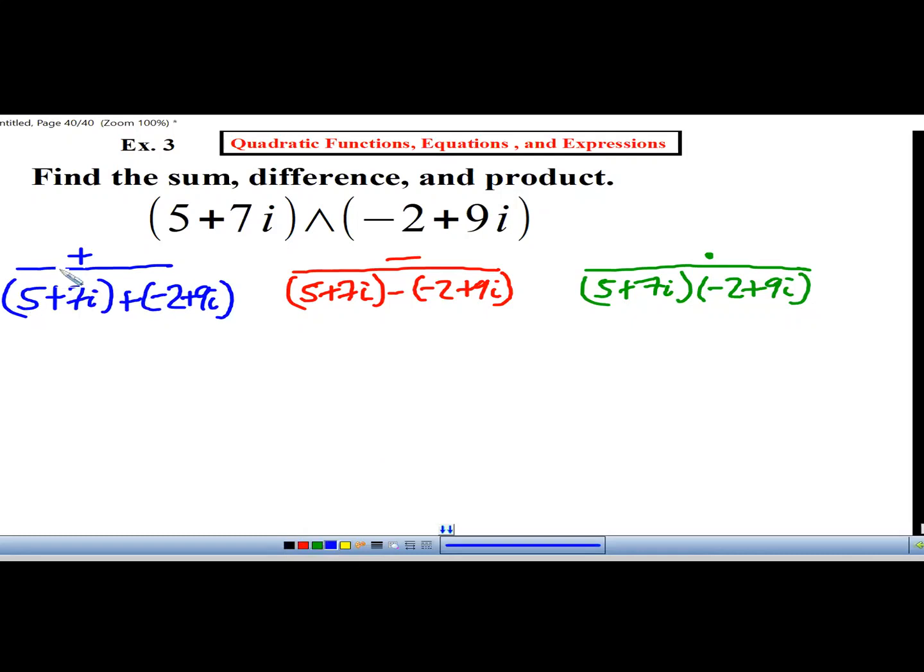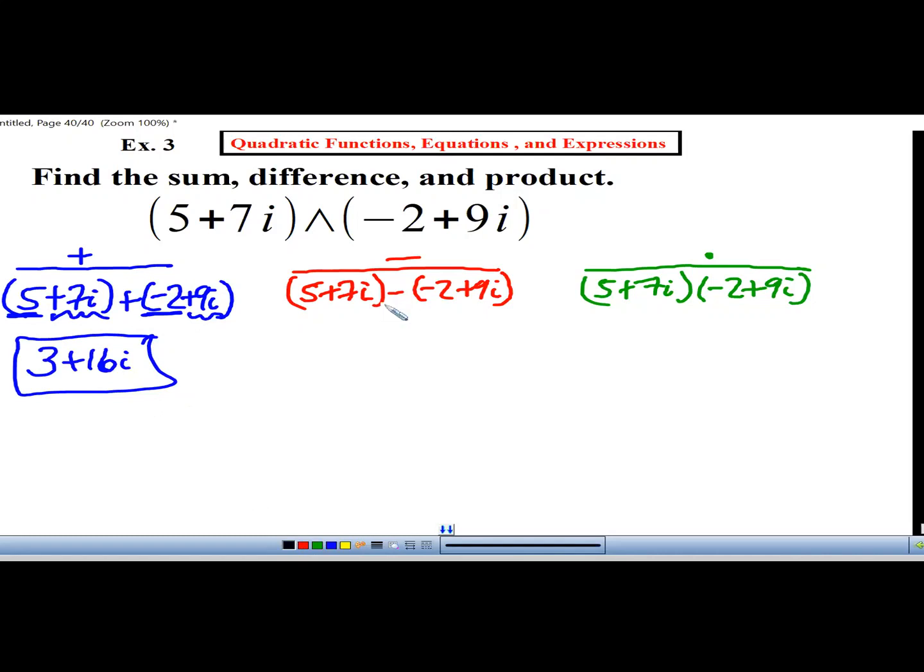For addition, there's no coefficient outside the parentheses. We just combine. I'm going to start with the real numbers. What is 5 minus 2? That is 3. Imaginary. What is 7i plus 9i? That is 16i. Hands if you got that. Okay, good.